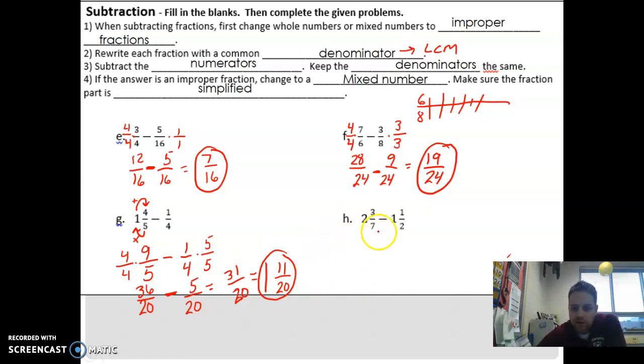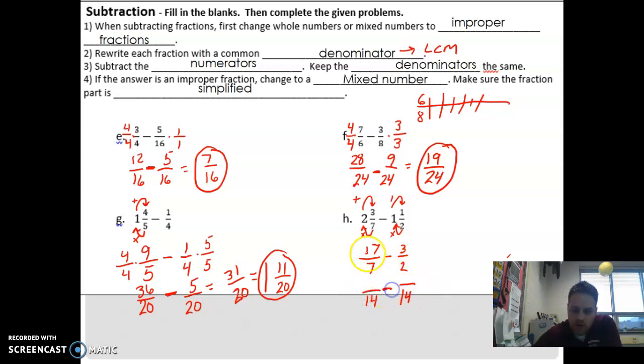And the last one. If you want to pause it right here, go ahead, try it out, see what you get. And then let's go ahead. So we got 7 times 2, 14, 15, 16, 17 sevenths. Three halves, right? Now let's see, my multiples of 7, 7, 14, oh, 2 can go into 14, so I'd say that's it.